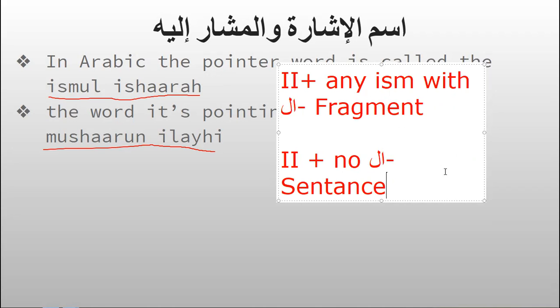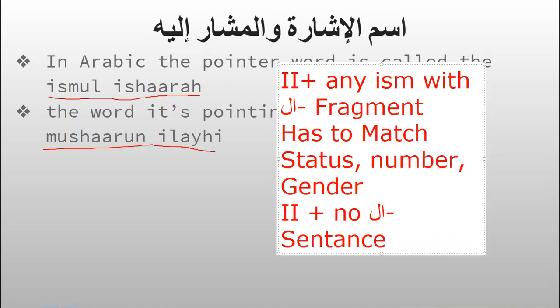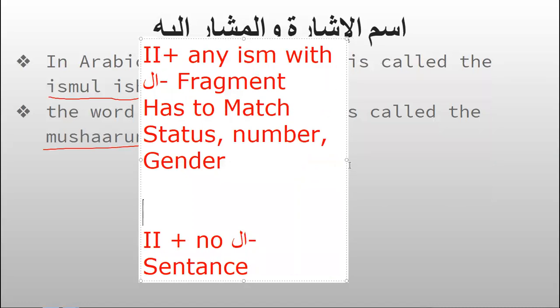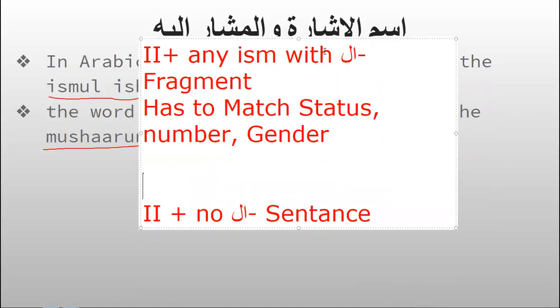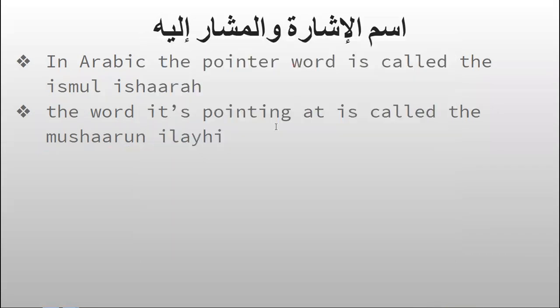Actually three properties: status, number, and gender. They have to match status, number, and gender. So you can understand it, right? Ismul Ishara immediately followed by al is a fragment, and they have to match the status, number, and gender. And if you see Ismul Ishara with no al, then it will be a sentence. If we do some practice, it will be clear, inshallah.